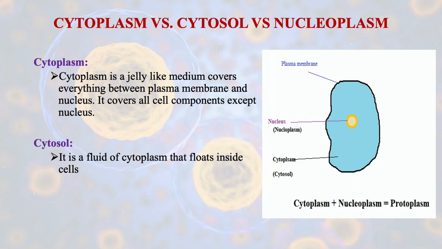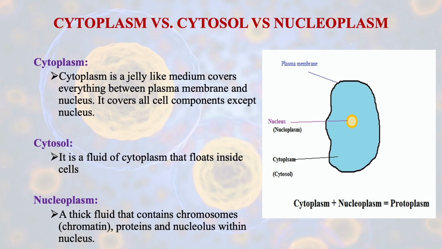And cytosol is the fluid of the cytoplasm that floats inside the cell. It is the part of the cytoplasm. And nucleoplasm is present in the nucleus. It is a thick fluid that contains chromosomes, proteins, and the nucleolus within the nucleoplasm. So the cytoplasm plus nucleoplasm is called the protoplasm. So the aqueous medium or fluid which is present within the cell is called the protoplasm.